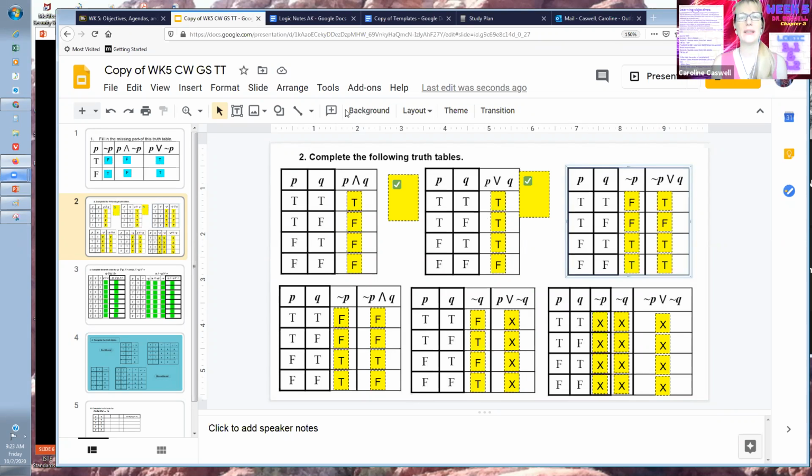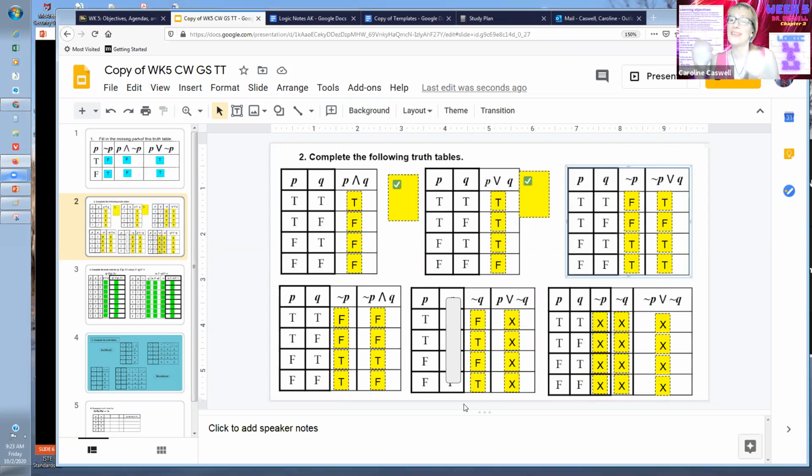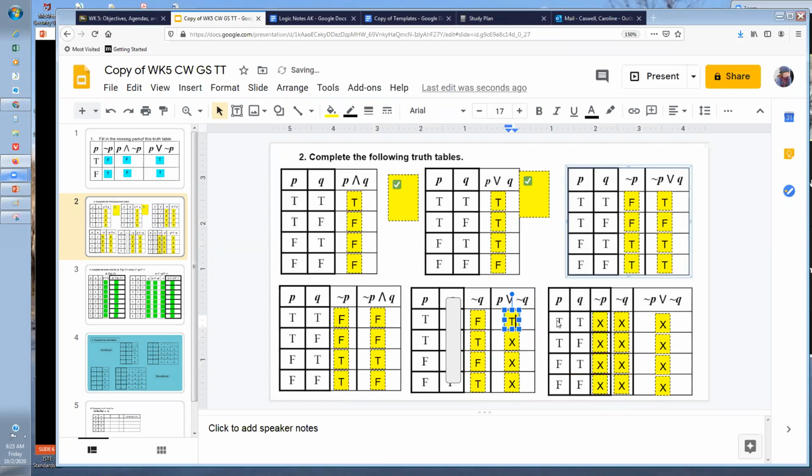Now, I'm going to cover up my Q this time because it does get confusing to see all those T's and F's around. So now we want to do the OR of P and not Q. That isn't the right order, but again, we don't care. So what happens when I put a T and F together on OR? It's true. How about TT? True. How about FF? False. And how about FT? True. Very good. Nice job.